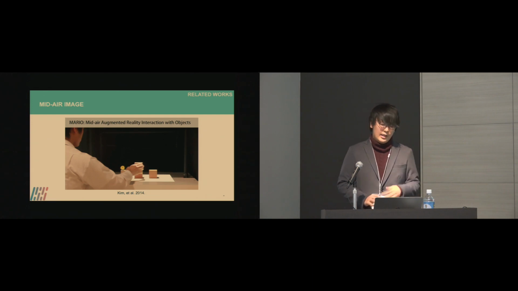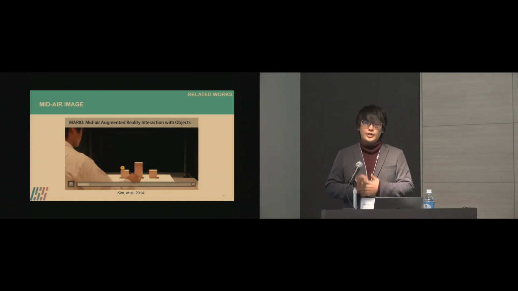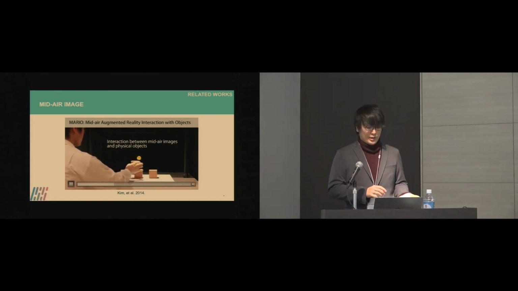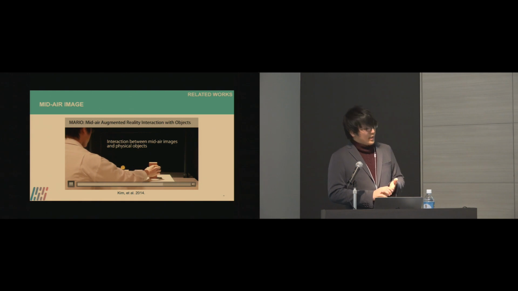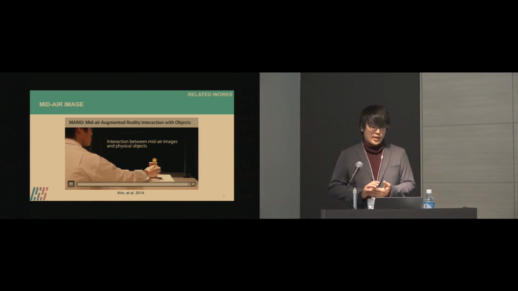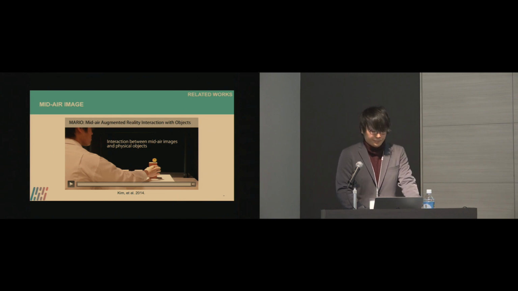And we focused on mid-air imaging technique. A mid-air image is an image located in mid-air. Users can see mid-air images without wearing special eyeglasses or the like. One of them, the Mario system, enables users to interact with mid-air images on the real table using real objects. The system satisfies two requirements. The requirements are no device wearing and geometrical consistency. So we decided to use mid-air imaging technique for our purpose.